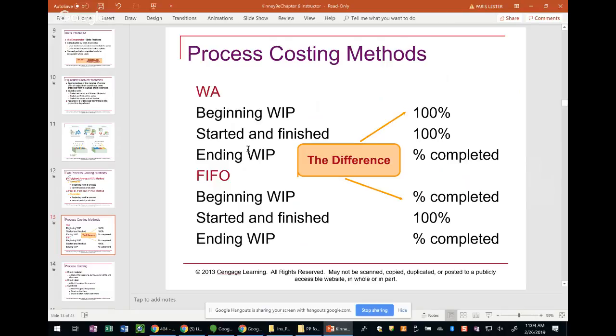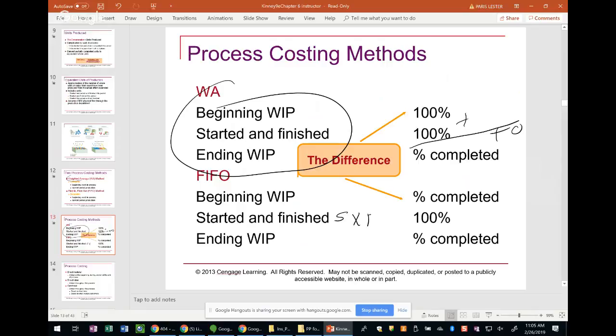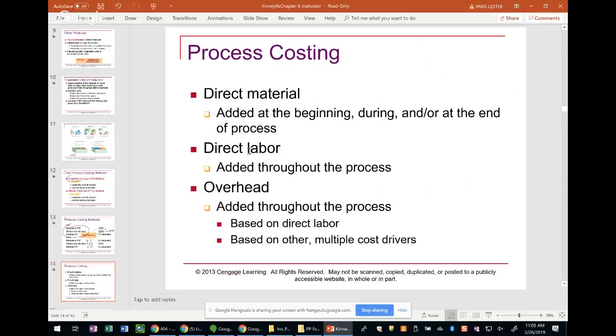Process costed systems, weighted average. Now what they do, when you combine beginning inventory with started and finished, you've got transferred out. All right. Now, here under FIFO, I like to give you started and finished, beginning inventory, and ending inventory. We'll get to that in a moment. So you can do this, just make sure you add your beginning inventory to started and finished to get transferred out. The direct materials can be added just at the beginning, or all during, or at the end. We know labor has to be added throughout, and we know overhead usually is throughout.